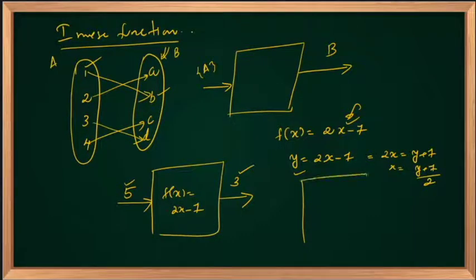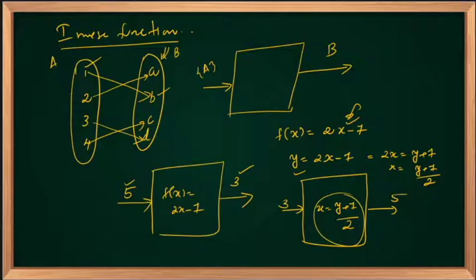So if you have a function x is equal to (y plus 7) by 2, then if you give the value 3, that's the value of y, now the value of x will be 5, right? So this function is an inverse of this function. Okay, that's the meaning of inverse function.